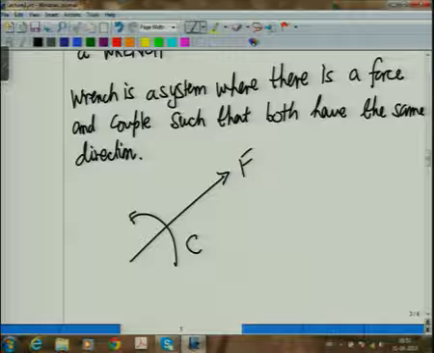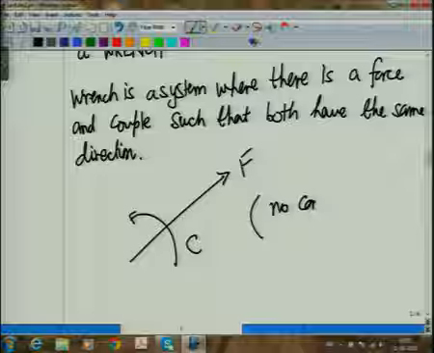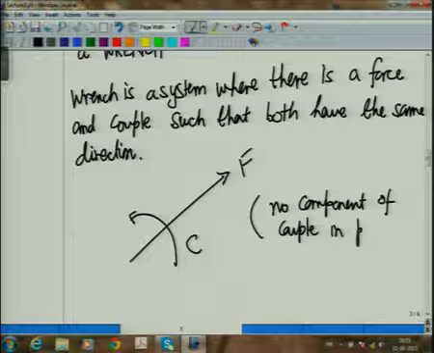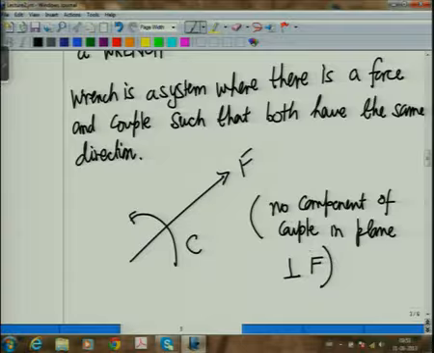So here it will be: no component of couple in plane perpendicular to F.